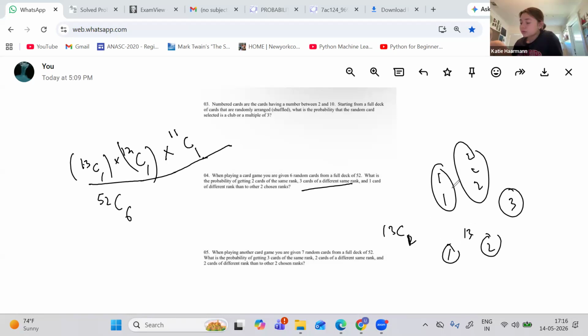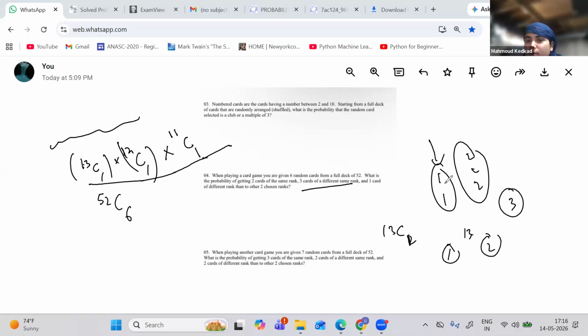So you cannot... oh, 13C2, okay. So the 13C1 times the 12. 13C1 is just one thing, yes, one thing from one rank. Is the second one 12C1? Yeah, 12, because you've already picked one, so it's 12 remaining. So 13C1, 12C1, and that's just the first one. And then you do 11 for that, so that's the 2 cards of the same rank.